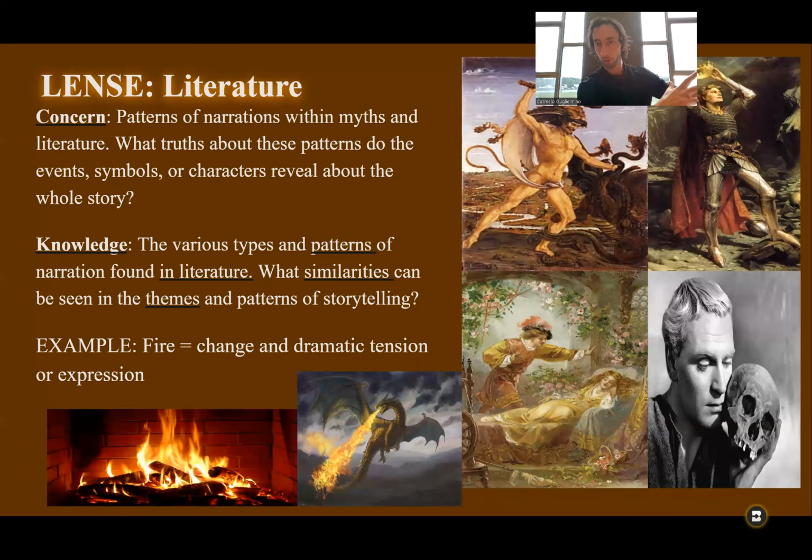Now, okay, that was socio-historical lenses. The next of the 5 big categories of lenses is just the general lens of literature, okay? Lenses of literature. Now, the concern of this particular type of lens is, as it says here, the patterns and narrations within myths and literature. What truths about these patterns do the events, symbols, or characters reveal about the whole story, okay? So this lens or these lenses are very focused on story structure, plot structure, literary devices, archetypes, all that kind of stuff.